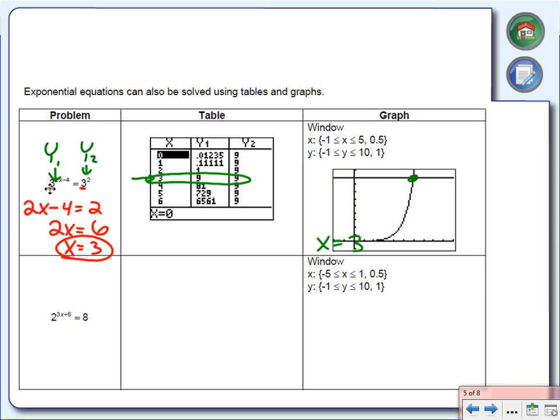Now, to save some time here, let's do this one with our calculator. Here's the nice thing about this. You don't even have to rewrite the 8, guys. You can type it in your calculator just like you see it. So let's go to y equals. In y1, let's type in the left side. And in y2, we'll type in the right side. Again, this is the nice part about using your calculator. You don't have to rewrite anything.